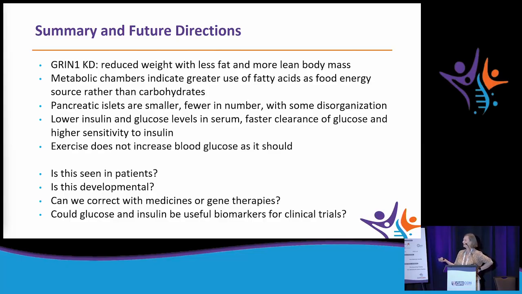Future questions: is this seen in patients? I really want to know. Is this developmental? So even if we fix it in an adult animal, fix NMDA receptors in an adult animal, would we fix these smaller islets that we're seeing? Can this be corrected with medicines, with diet, with gene therapies? And also, could glucose or insulin be useful biomarkers for clinical trials? They're awfully easy to study.